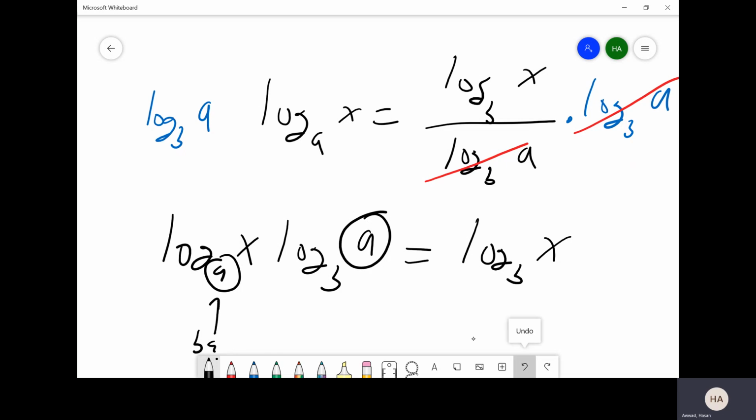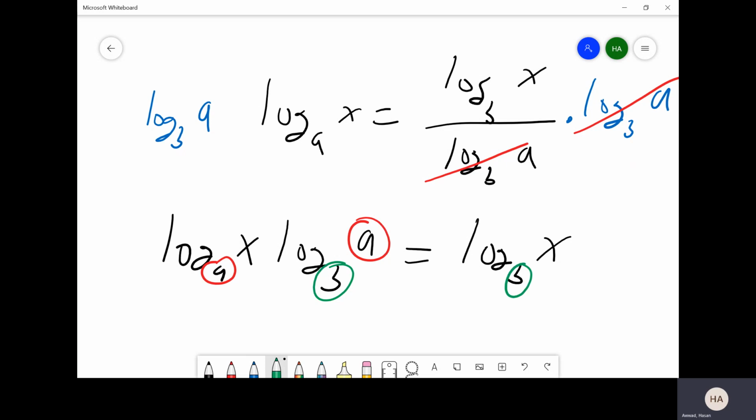So to color code things, because I feel like that often helps, again, notice that the base of one log matches the value in the other. And then, as long as you have that, you can do this logarithm multiplication such that you get a new log, only one, where your base is going to be the base that didn't match any value, and your value is going to be the value that didn't match any base.